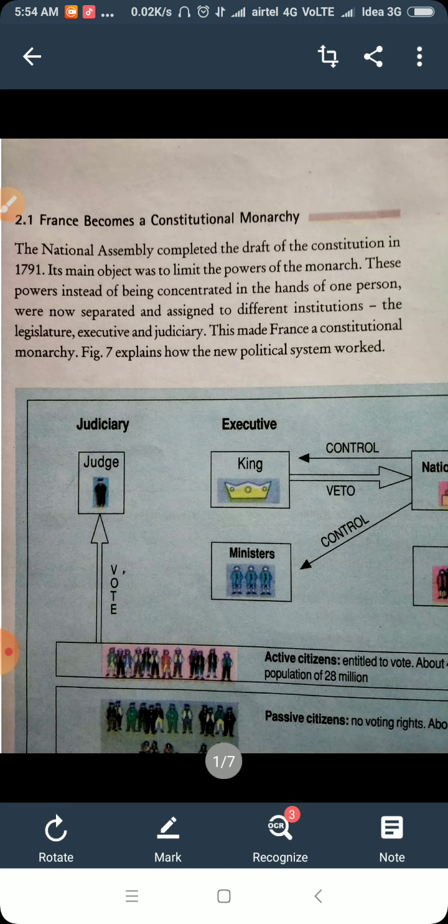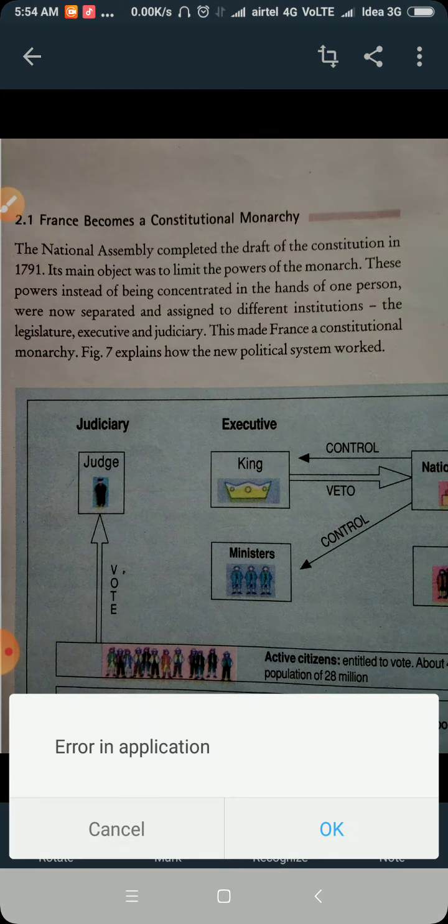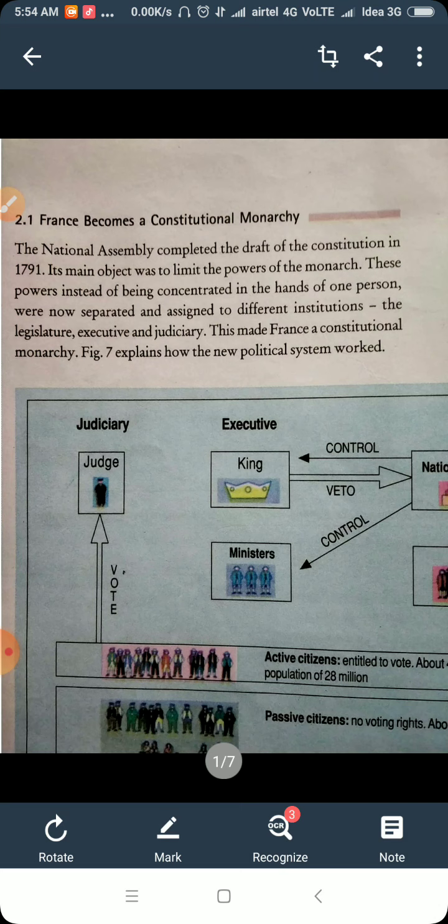We have seen that the power of the church and the monarch was limited. They now had to abide by the constitution, and the constitution became the main object which they have to follow. By the constitution, I mean some rules and regulations were there, by which the power of the church and monarch was limited. So let's see what system they adopted after the National Assembly.